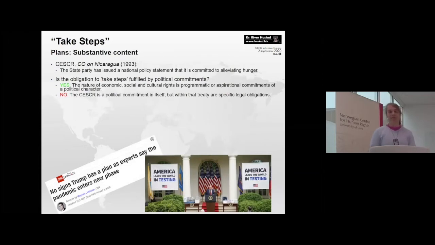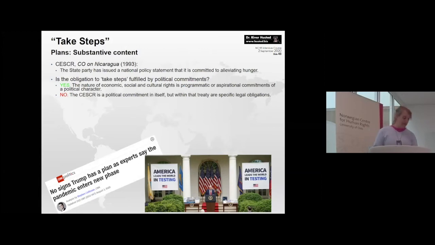And then the plan, and this could also go to the benchmarks. Is there a substantive requirement? Is it just that, well, I have a plan and therefore I fulfilled the requirement of taking steps? Or if I've made benchmarks, there, I can show some benchmarks. I've completed my obligations under the covenant.